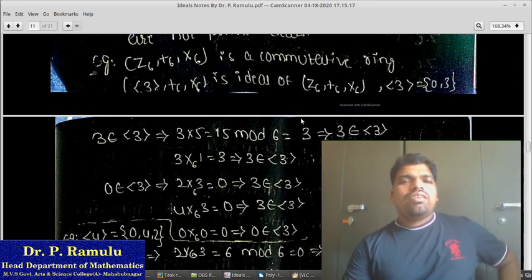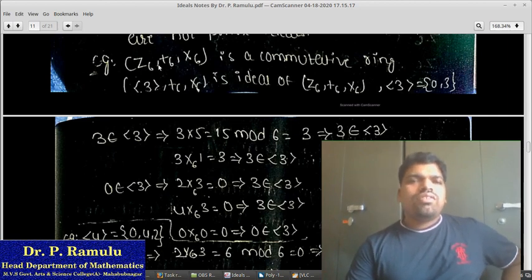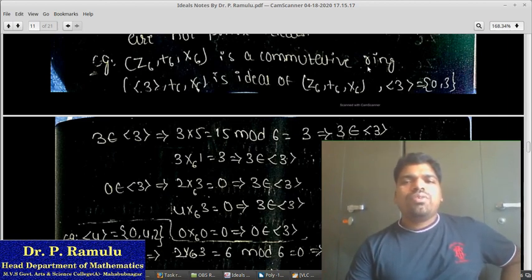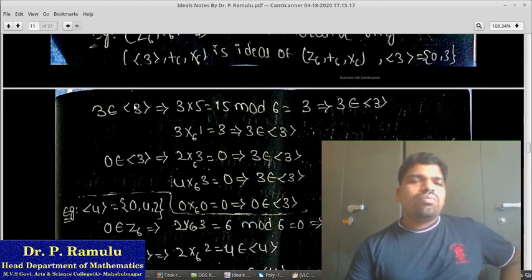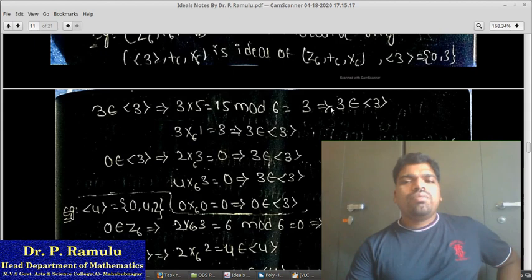Now I am verifying another example. Z6, addition modulo 6, multiplication modulo 6, is a commutative ring. Generator 3 under addition modulo 6 and multiplication modulo 6 is an ideal of Z6. Generator 3 equals 0, 3. 3 belongs to generator 3. 3 into 5 equals 15 mod 6, that equals 3, which belongs to generator 3.